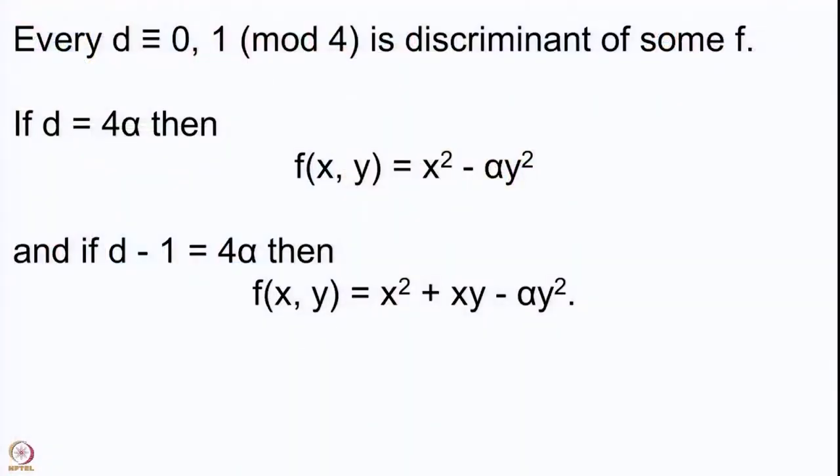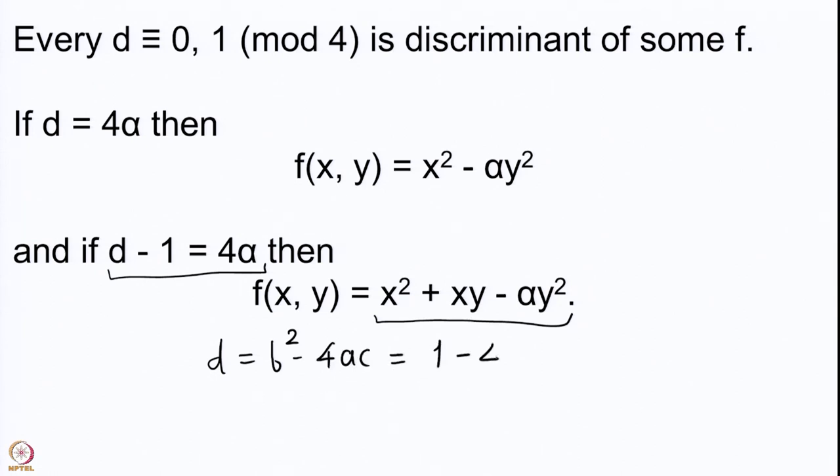Let us go to the next case. When you have that D is 1 modulo 4, or when you have that D is 4 alpha plus 1, so D minus 1 is 4 alpha, then the form is x squared plus xy minus alpha y squared. Let us again compute the discriminant, b squared minus 4ac. Here b is 1, a is 1, c is minus alpha. So we get this number to be 1 plus 4 alpha, which is indeed the D that we started with. To be more precise, here I should write D_f to denote it as the discriminant of the form f.